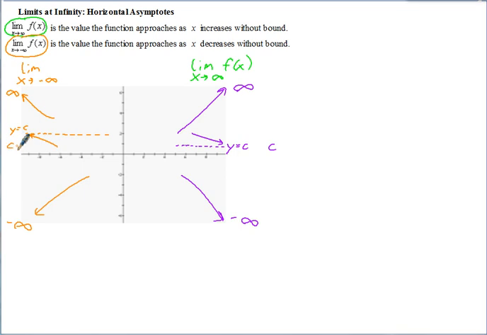Or the other possibility on both sides is the function might not even head to infinity or negative infinity, in which case the limit does not exist.